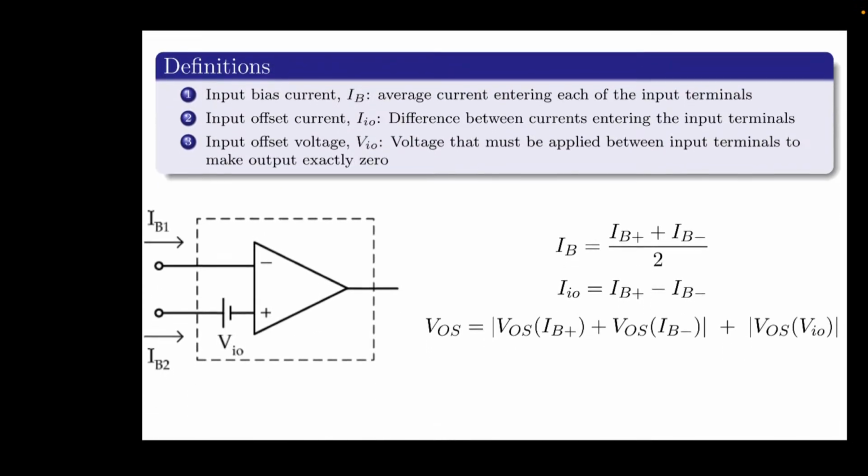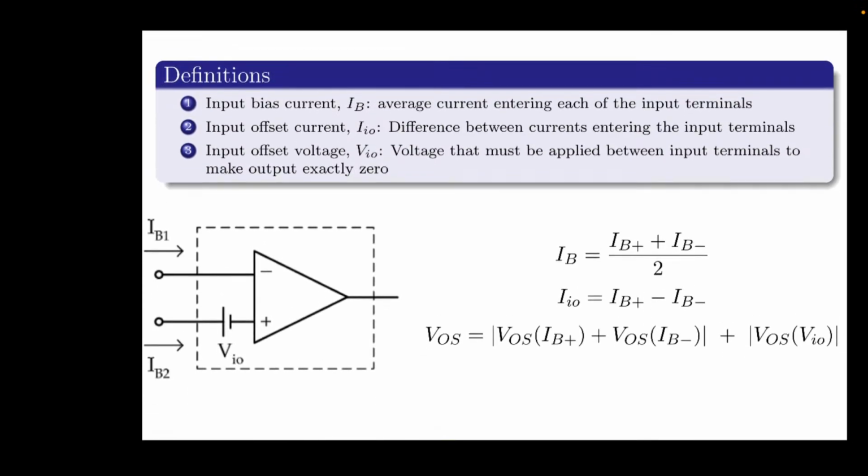DC imperfections is the most likely thing you'll be assessed on with op-amps in the final. So we have three main DC imperfections: bias current, input offset current, and input offset voltage. Likely, if you do get this question in the final, you'll be asked to find the maximum worst case offset voltage. And the way we're going to work towards getting that value is we're going to find each of these offsets individually, and then we're going to add up their contributions.